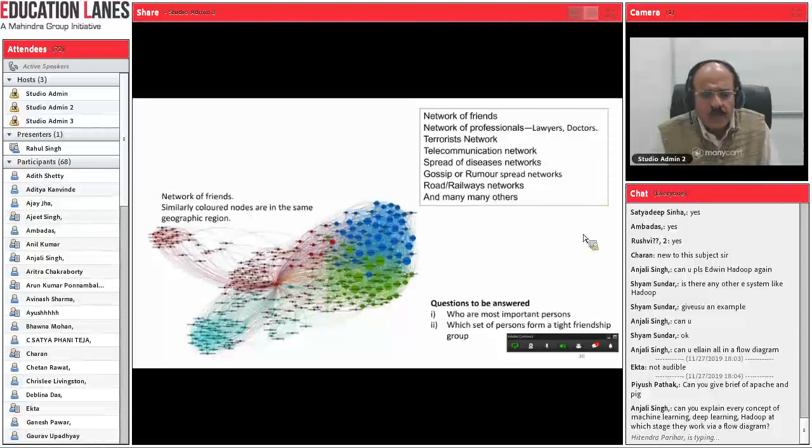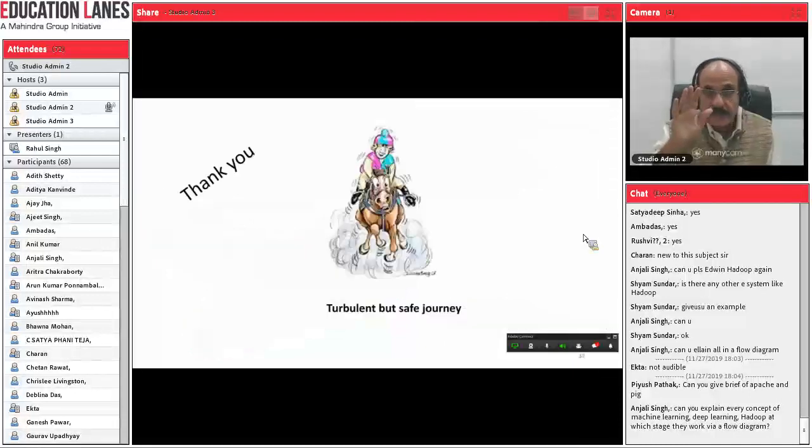So I would like to know which are the very close groups, which are the families, which are the political groups, which is the terrorist group, for example. So that is the job of social network analysis. This is handled through an application known as graph databases. And in our program, we covered that also. So that is what I wanted to speak about.